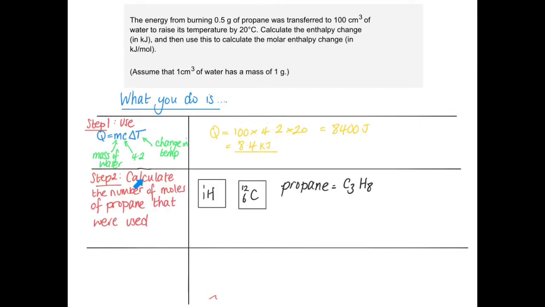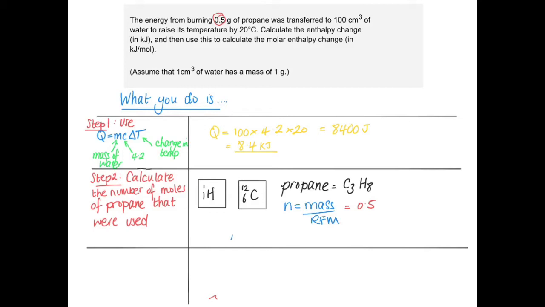In the next step, we need to calculate the number of moles of propane that we used. To calculate the number of moles, we use the mass that we used divided by the relative formula mass. The mass that we used we get from the question, and it is 0.5. The relative formula mass of propane is all of the elements in propane added up by their relative atomic mass.